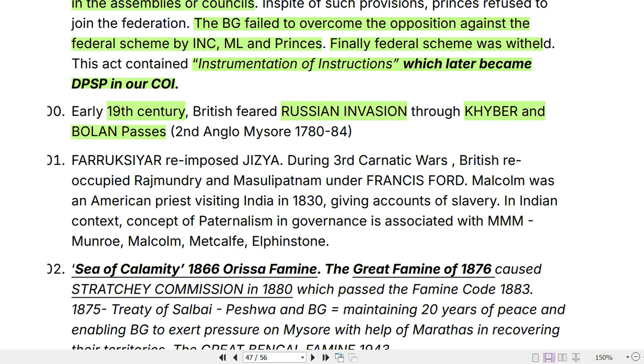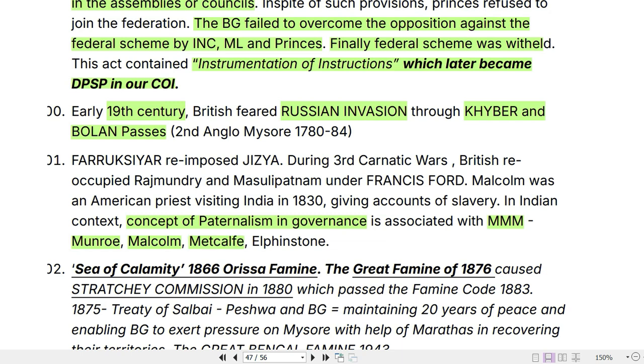In the Indian context, the concept of paternalism in governance is associated with the triple M. So this is just a trick that you should remember. Concept of paternalism in governance, you can see that in triple M. This triple M is just a mnemonic or a trick to remember: Malcolm, Munro, and Metcalfe. Although there is one more, but you can skip that.